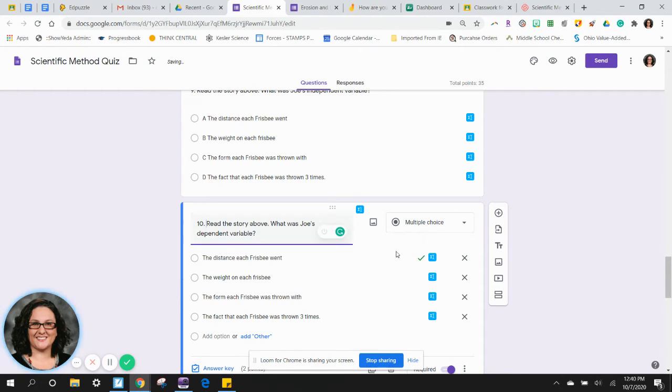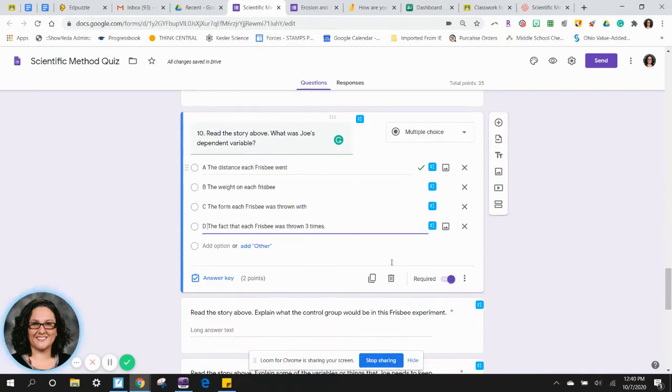Number 10, what was Joe's dependent variable? A, the distance each frisbee went. B, the weight on each frisbee. C, the form each frisbee was thrown with. Or D, the fact that each frisbee was thrown 3 times.